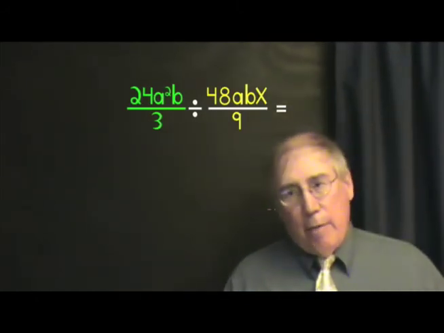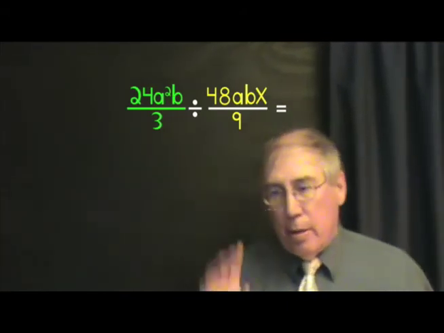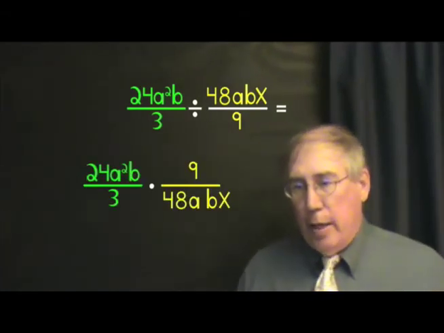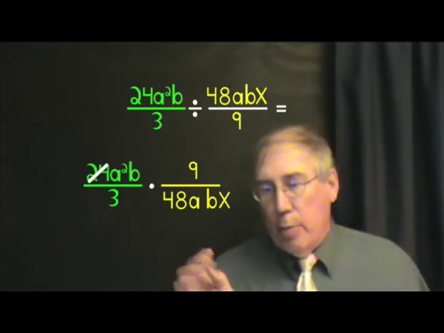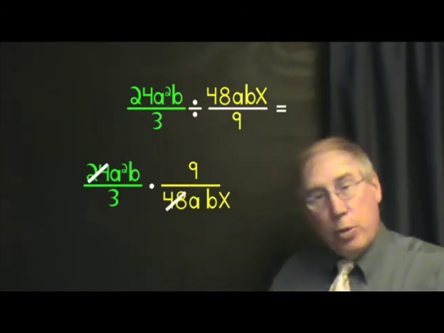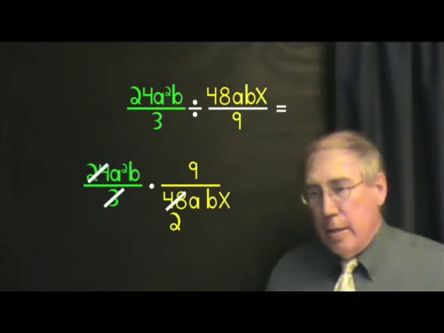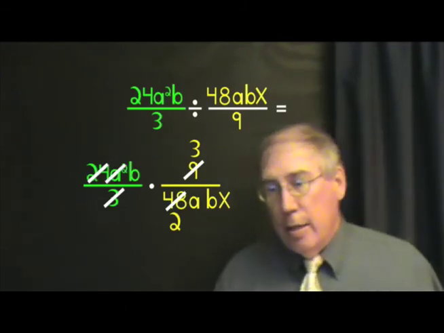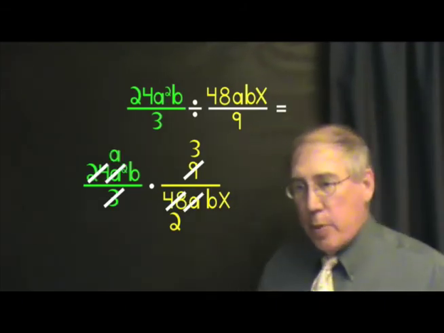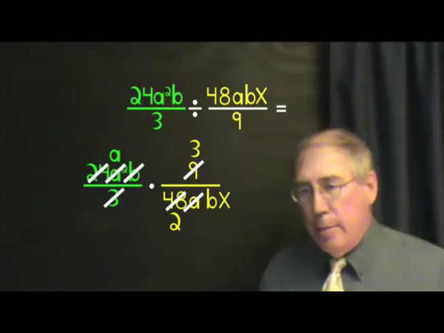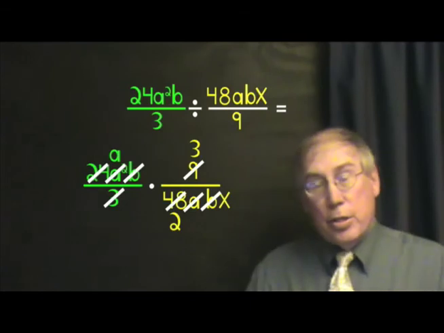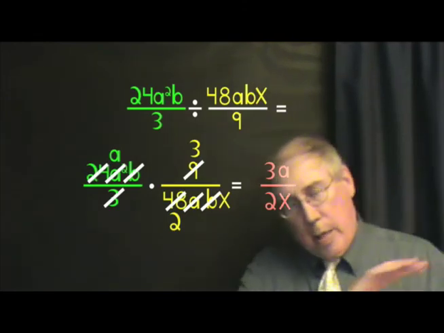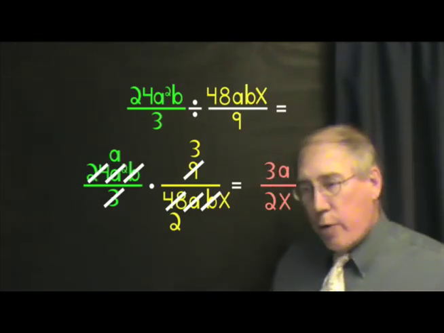So let's take that second fraction, turn it upside down, the reciprocal of it, and see what it looks like. So we got 9 over 48a bx. All right, we can cancel 24 into 24, and 24 will go into 48 2 times. Then we can cancel 3 into 3 one time, and 3 into 9 3 times. Let's see what else we got. Oh, a will go into a squared a times, a into a 1 time, and the b's cancel out. Okay, are we finished now? It looks like we are. Multiply across numerators and denominators, and we get 3a over 2x.